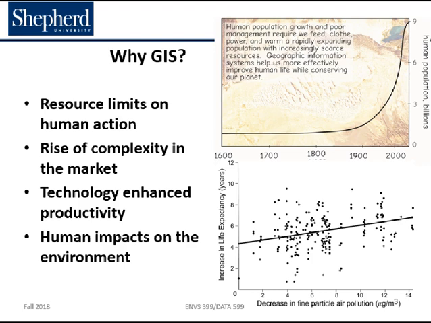GIS are needed in part because human populations and consumption have reached levels such that many resources, including air and land, are placing substantial limits on human action. Human populations have doubled in the last 50 years, surpassing 6 billion, and we will likely add another 4 billion humans in the next 50 years.